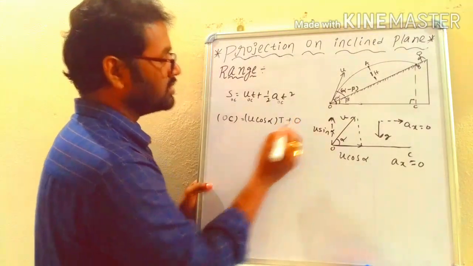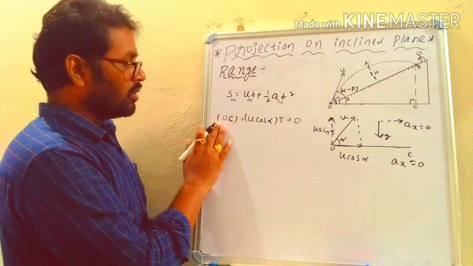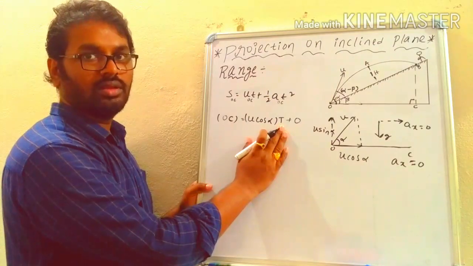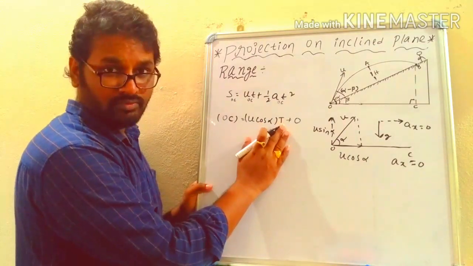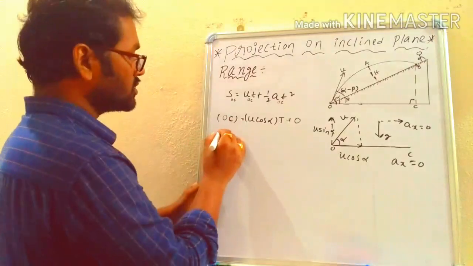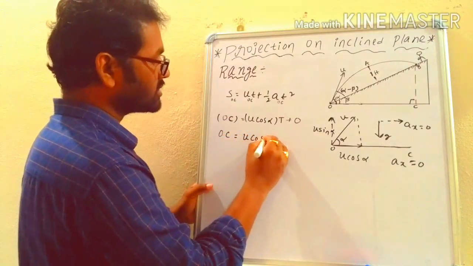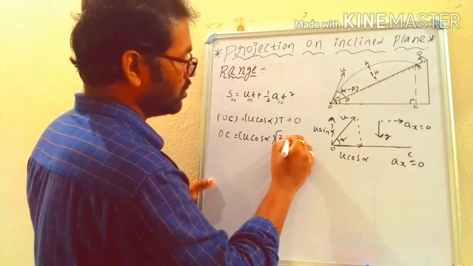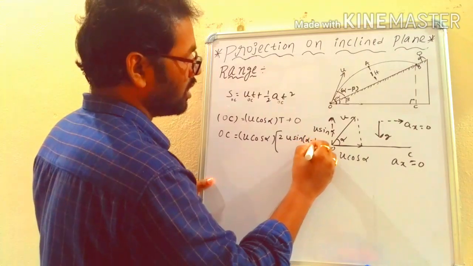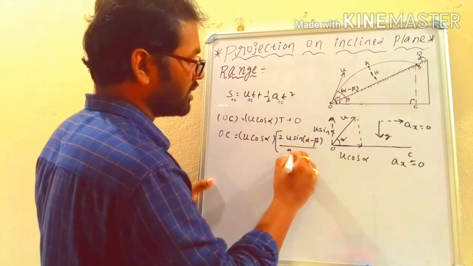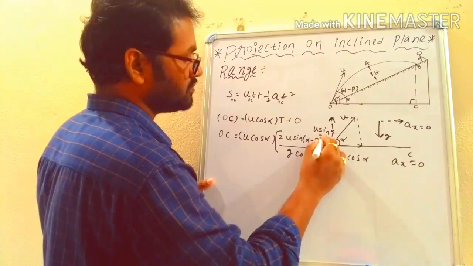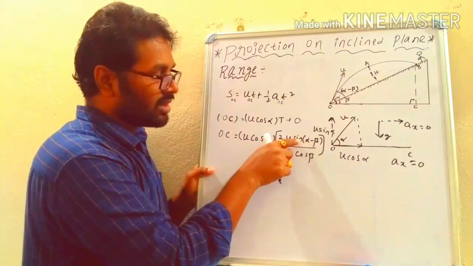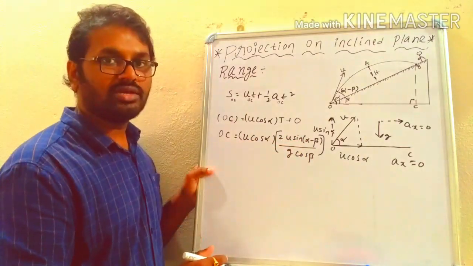And the second term comes as 0, which means the O to C distance is equal to u cos alpha into the time of flight. And we know T, which we got earlier, substitute. So therefore OC is equal to u cos alpha into how much did you get for the time of flight? Yes, it is 2u sine of alpha minus beta divided by g into cos beta. So the time of flight is 2u sine alpha minus beta divided by g cos beta.